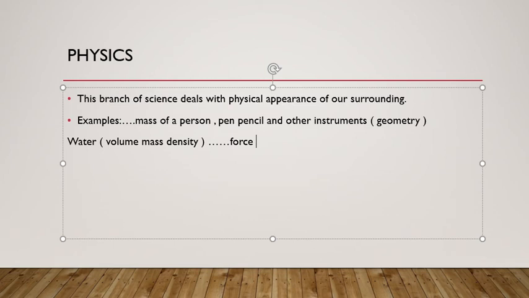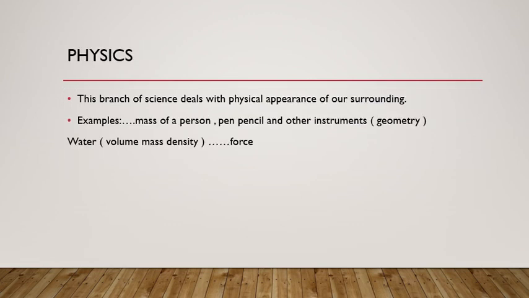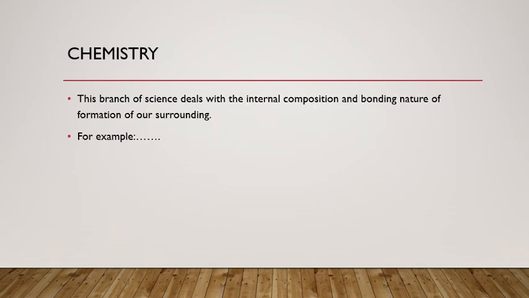Okay, sorry, next topic, that is about chemistry. First of all, we know that physics deals with the physical appearance of our surrounding, and physical appearance includes such things. We get to know them through examples. And in the case of chemistry, it is the branch of science that deals with the internal composition and bonding nature of formation of our surrounding.